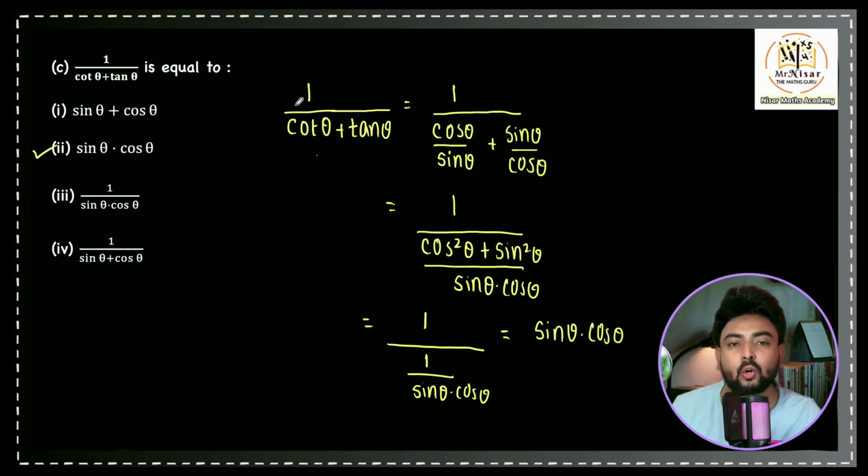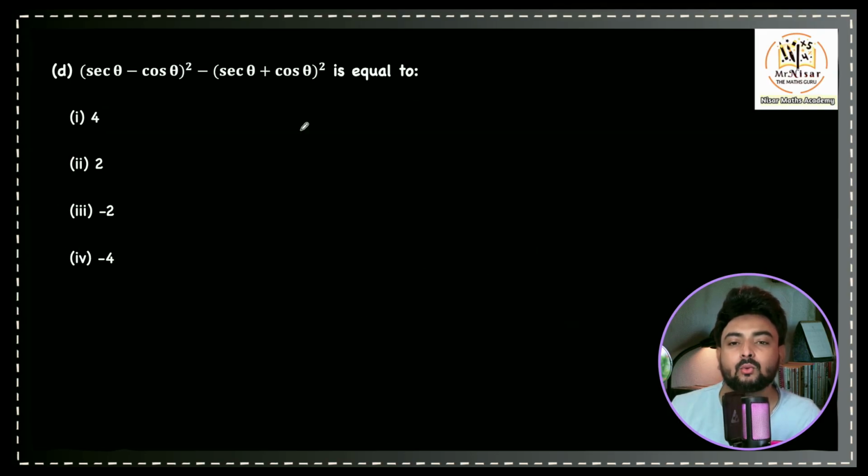So what was this question all about? It was converting the given trigonometric identity in the form of sine and cos. Let's go ahead and solve the next question. So the next question is on the screen. It is (sec theta minus cos theta) whole square minus (sec theta plus cos theta) whole square. And this is equal to what we have to find.